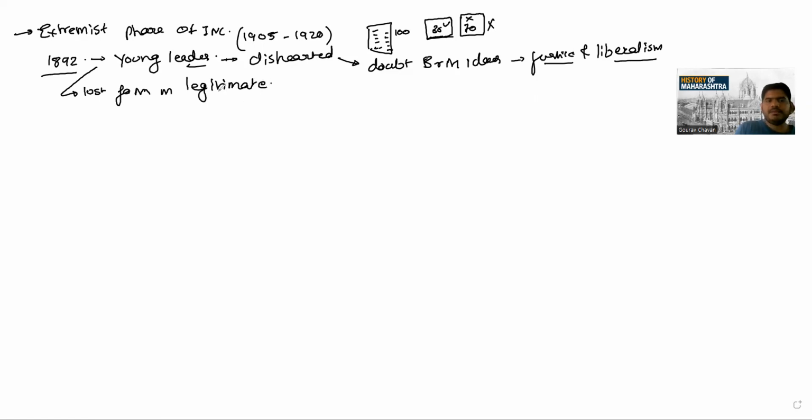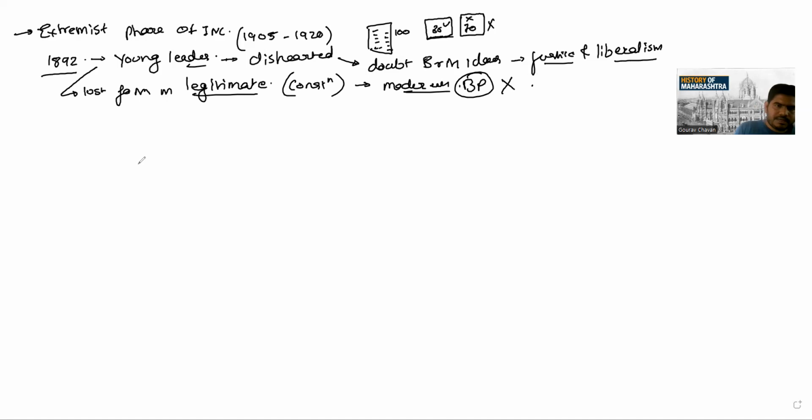What do you mean by legitimate means? Legitimate means constitutional. Protest, 3P formula. I hope you remember that particular thing. So they decided that the legitimate or constitutional means used by the moderates, which was the 3P strategy, is not working at all. Instead of that, we should move towards a new thing.